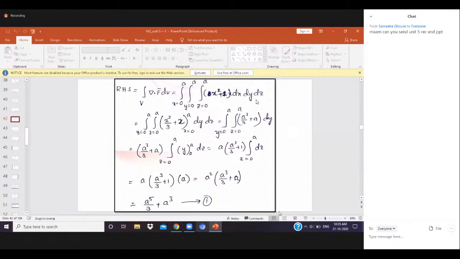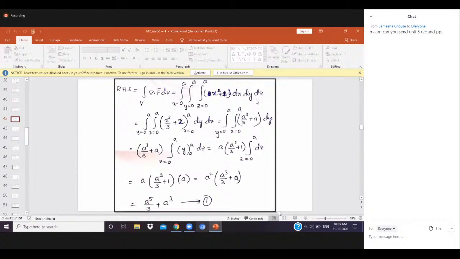But when we are evaluating with respect to any other variable with different limits, then we concentrate on the limits, unlike when all the limits are constant. Suppose we are evaluating this integral with respect to y, then we need to apply the y limits only. That is important in multiple integrals.